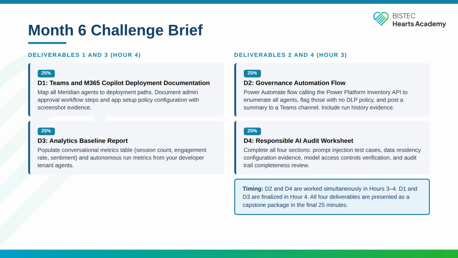Deliverable 4 is the responsible AI audit worksheet. All 4 sections must be completed. Prompt injection test cases documenting at least 3 adversarial input patterns and the observed agent responses. Data residency configuration evidence, including a screenshot of the cross-geo AI calls toggle setting in Copilot Hub.